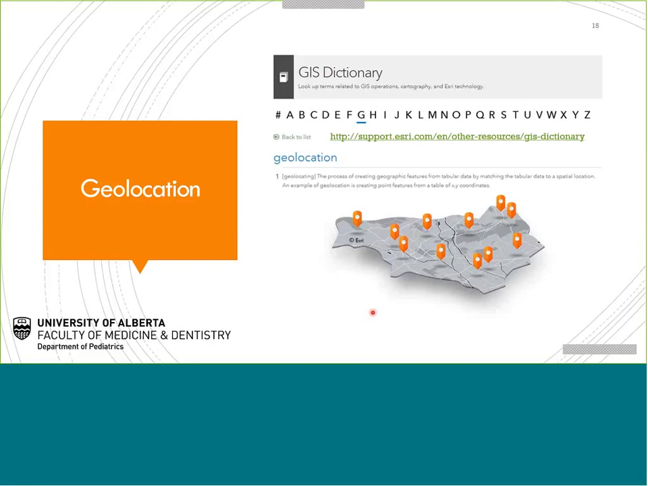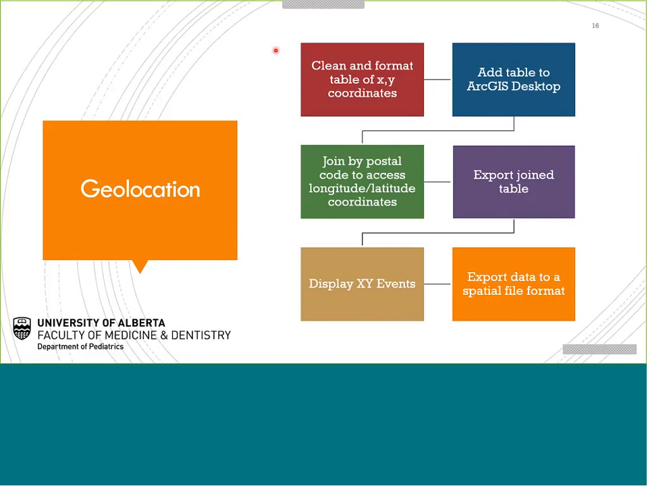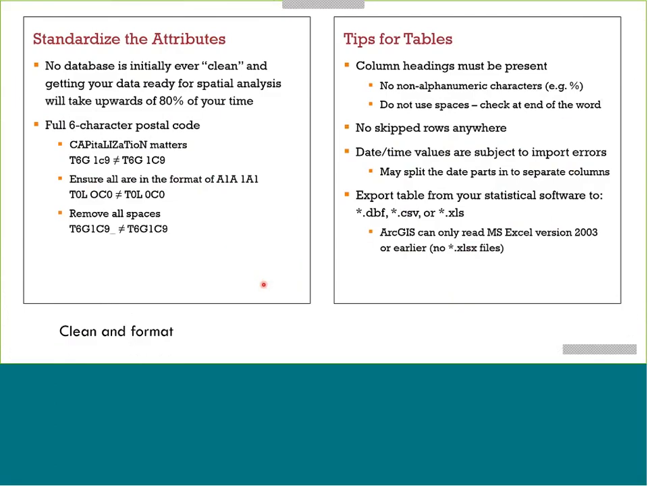So we have children less than 15 years at diagnosis of cancer for the province of Alberta for a subset of postal codes. So geolocation is a process outlined here, and first thing we need to do is clean, then add, join, export, display, and then export again. And so I'm going to go through each of these steps in the next few slides.